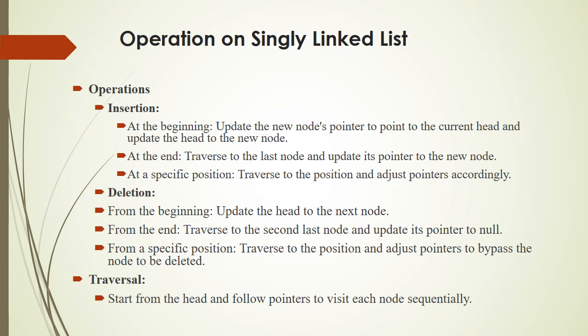And if you want to delete a node from the beginning, the end, or a specific position, first we learn about the beginning. When we want to delete the node from the beginning, update the head to the next node. To delete from the end, we traverse the list to find the second last node and update its pointer to null. Deleting a node from a specific position involves finding the node and updating the pointer to bypass it.